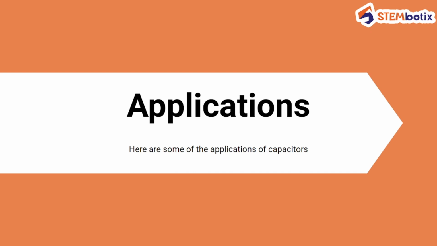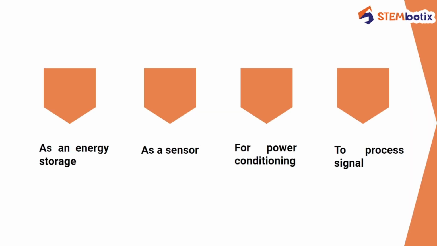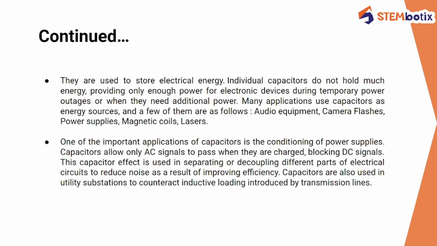Applications of capacitors. Capacitors are used in a variety of applications, for example as energy storage, as a sensor, for power conditioning, or to process a signal. They are used to store electrical energy. Individual capacitors do not hold much energy, providing only enough power for an electronic device during a temporary power outage or when it needs additional power. Many applications use capacitors as energy storage, and a few of them are as follows. For example, audio equipment, camera flashes, power supplies, magnetic coils, and lasers.